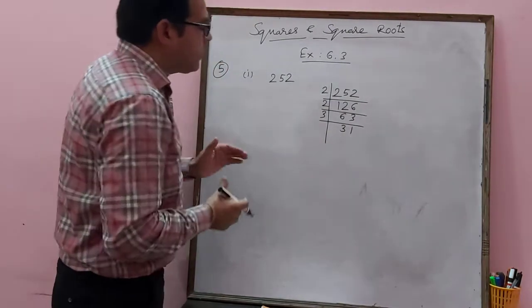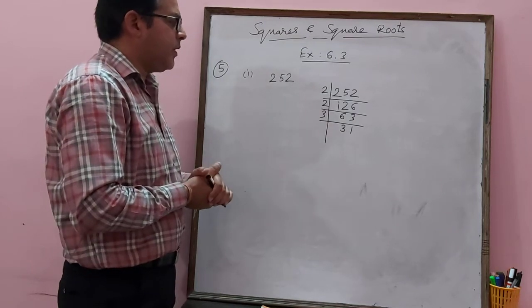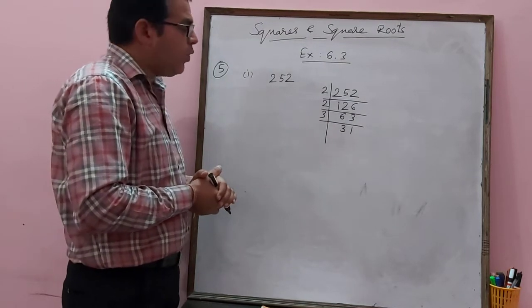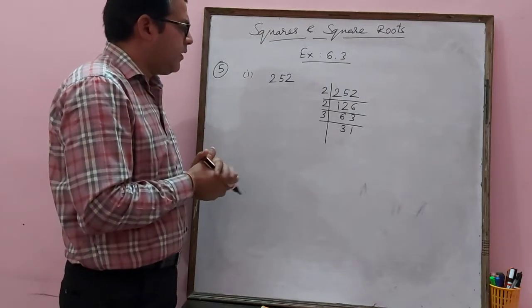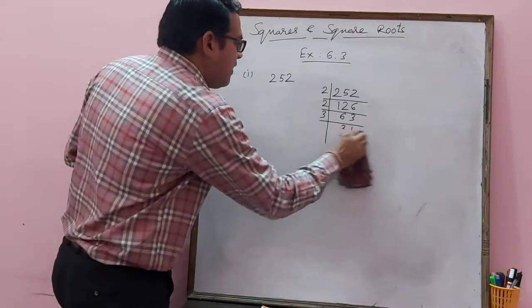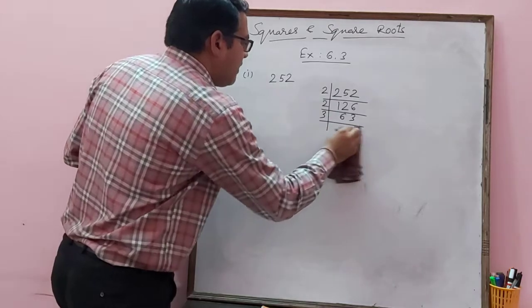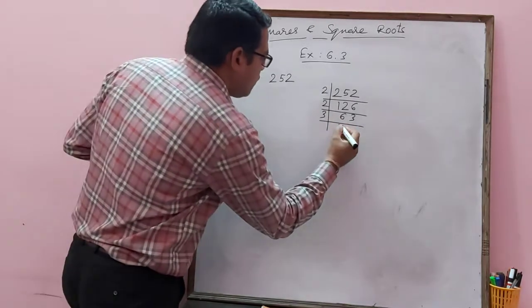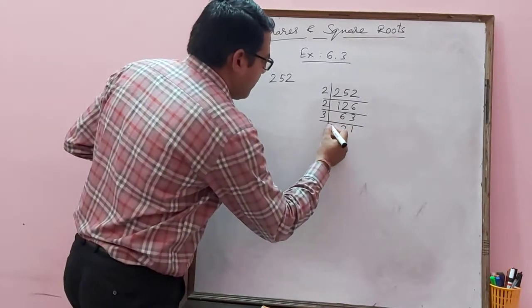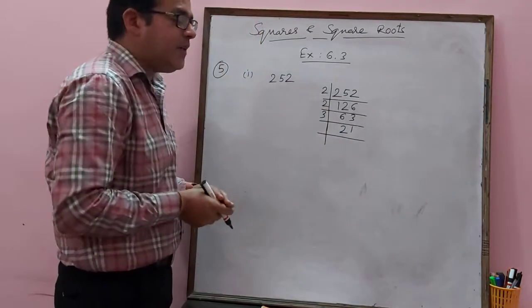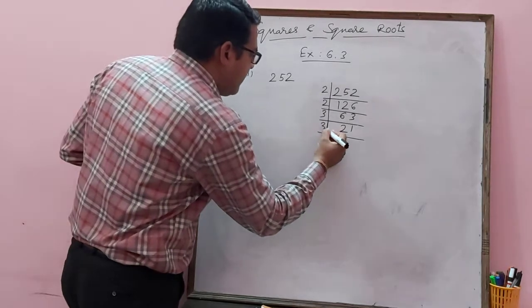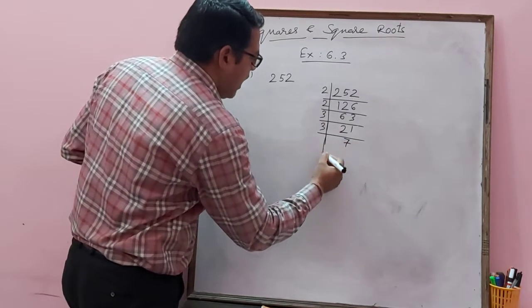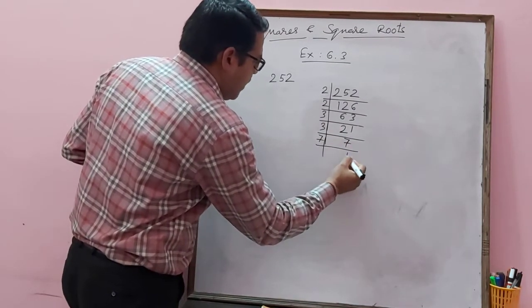Now we know that 31 is a prime number, right? So we can't take, let me check again, something wrong here. 3 2s are 6, 21 will come here, right? Now, sorry for the inconvenience. Now again by 3, 7 times. Now by 7, 1 time.